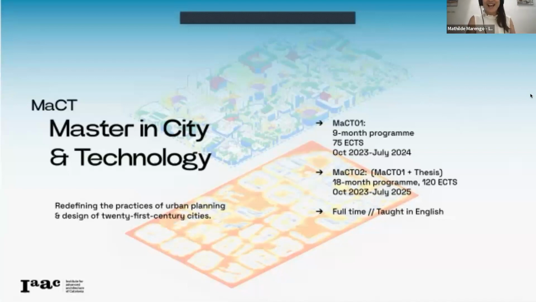So it's a huge pleasure for me to present our Master in City and Technology. This program runs in both a 9-month and an 18-month format. It's a full-time program, taught in English, and we run it from our campus here in Barcelona at IAAC. The idea is that the program redefines the practices of urban design and planning for 21st century cities.